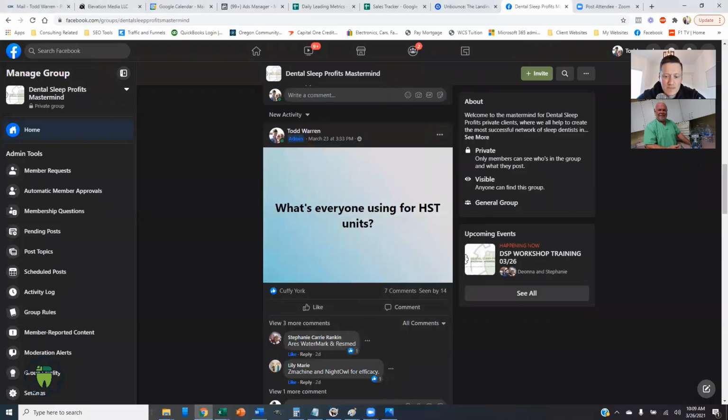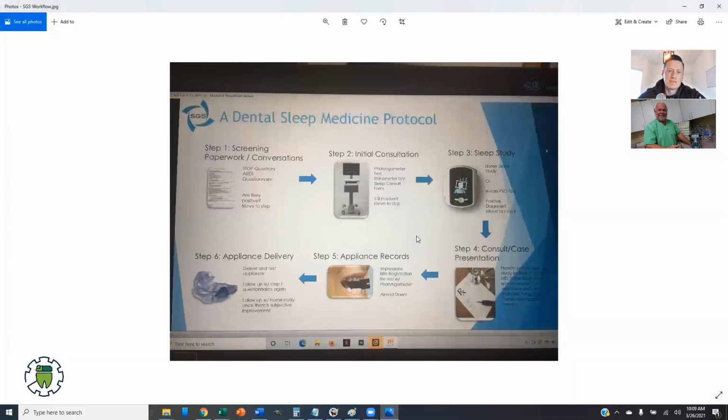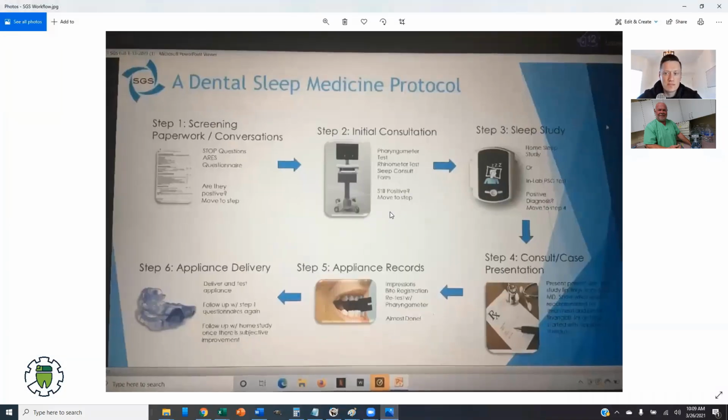Yep. Now, we move from step one. Let's say we've got somebody and the bed partner questionnaire says the wife says he snores all the time. His Epworth sleepiness score is a 13. He's got STOP-Bang up there pretty good. So now you say, okay, I want to do an initial consultation with you where we're going to run a couple of tests on you. There you go. Step number 2, we're going to do a consultation on you.